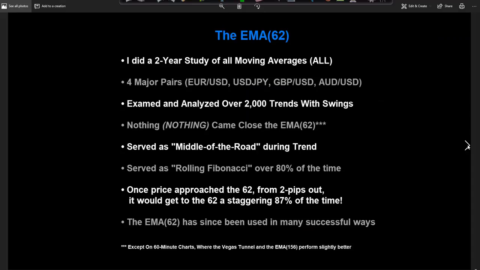It serves as a rolling Fibonacci. I'll show you what that is in a second. When I say it comes back to it, if price is approaching the 62, that's supposed to be 21 pips out. I don't know how many times I read my own material. From 21 pips out, it gets to the 62 87% of the time.